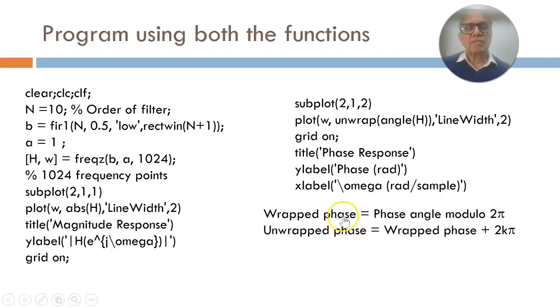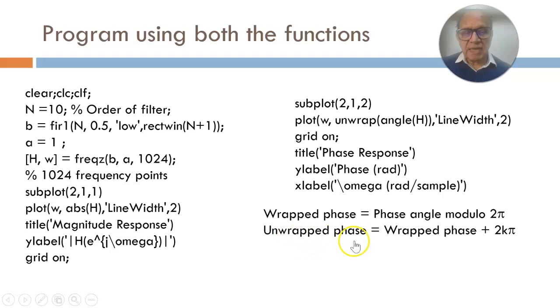So the normal wrapped phase is a phase angle modulo 2 pi, whereas unwrapped phase will keep on increasing monotonically as one round is complete. That is, you go through 2 pi, and then for the next angle you actually add 2 pi. So you get a continuously changing value of the phase angle. That will be the wrapped phase plus an integer multiple of 2 pi, so k is going to be an integer.